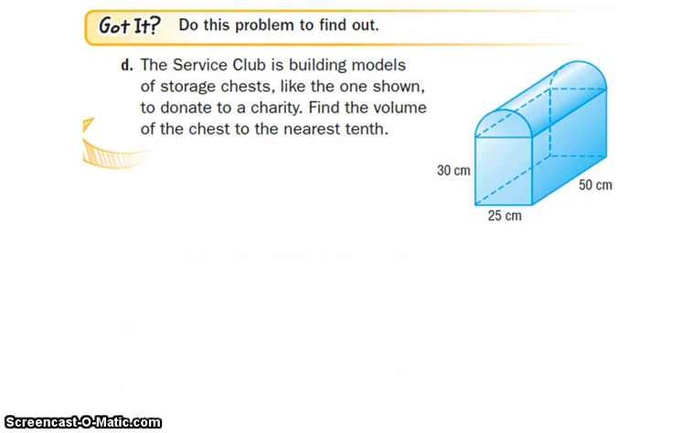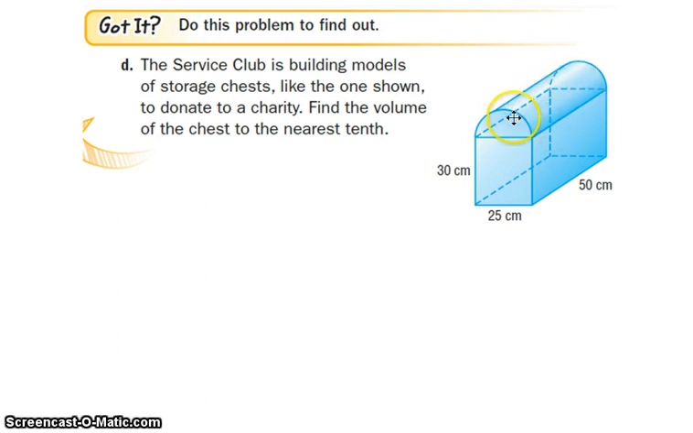So let's try the got it problem that you have. Okay, it's a little different than that example, but it's still a composite solid. It says the Service Club is building models of storage chests like the one shown to donate to charity. Find the volume of the chest to the nearest tenth. Okay, so you've got two solids here that make up this composite. You've got a rectangular prism and you've got this cylinder, but it's half of a cylinder.